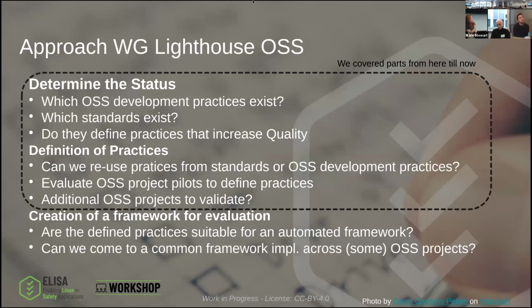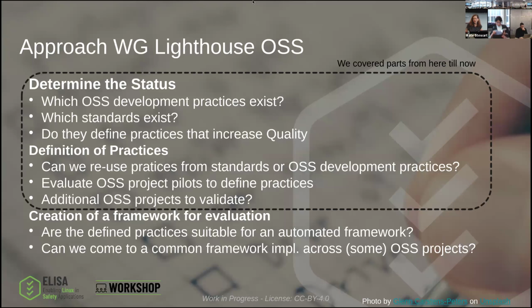So what is the approach there? This was already highlighted, I think, by Philip when he introduced the working group, but we just recap it for all that don't know. We first want to determine the status. So what practices do we have? What standards do we have? Where do they match? Where do they maybe not match? And are there any practices that actually increase the quality? I mean, a standard could demand a practice that is not providing any benefit, but nonetheless, this first needs to be determined.